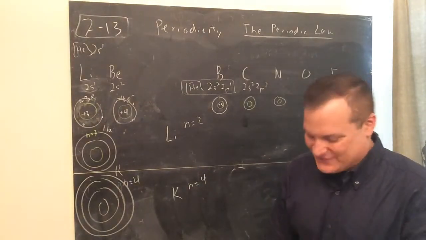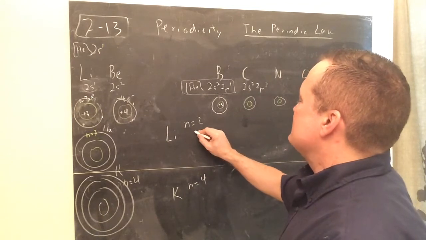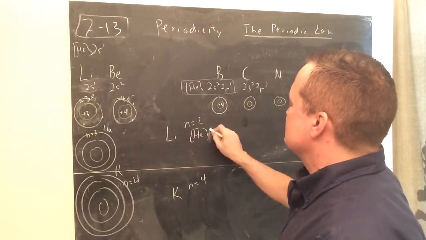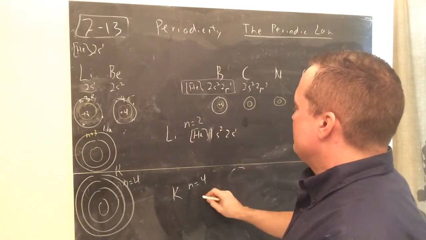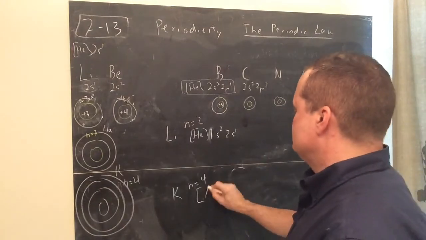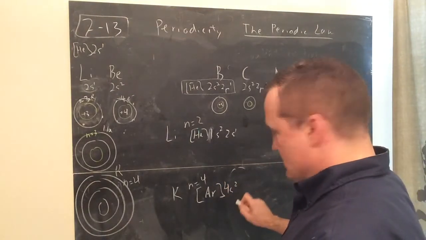And I should do that. I should have done that first. Lithium, we've been doing it already. Lithium is helium 1s2, 2s1. But potassium would be, go back to argon, 4s2. No, not 4s2.